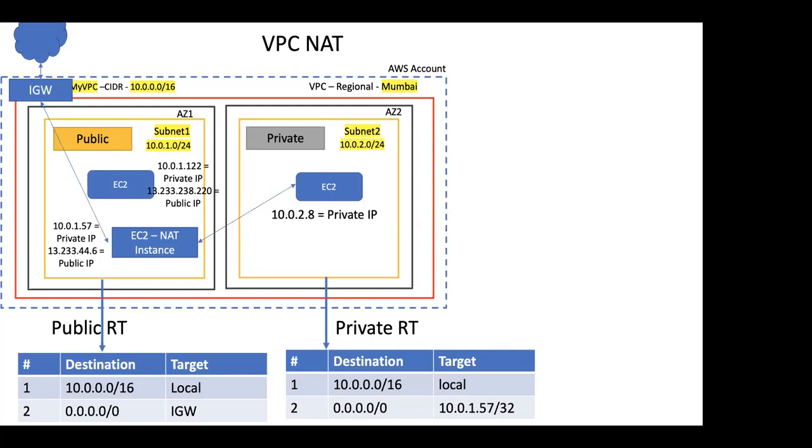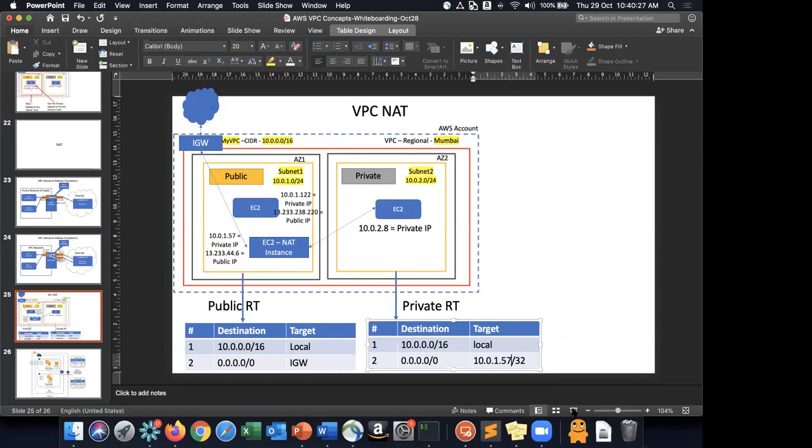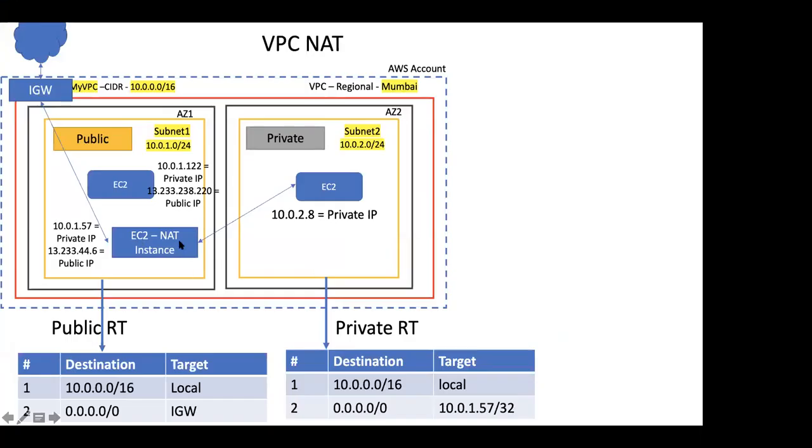Okay, so now this is how you go ahead and create a NAT instance. Now, what are the disadvantages of this NAT instance? Here I selected a T2.micro NAT instance, right? So now assume there are 30 EC2 instances connecting to this one single instance. This can become a bottleneck.